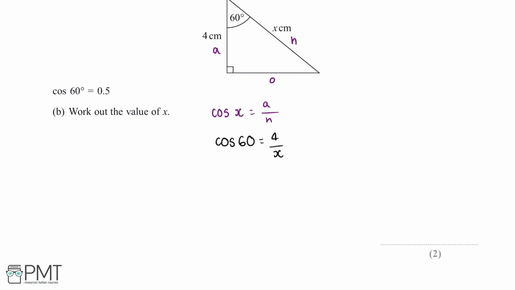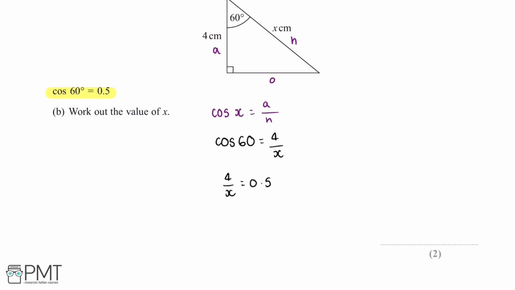Now because in the question we've been told that cos 60 is equal to 0.5, and we've just worked out that cos 60 is equal to 4 divided by x, then this means that 4 divided by x will be equal to 0.5. And now the final thing we need to do for this question is rearrange this equation to make x the subject and therefore work out the length of this side.